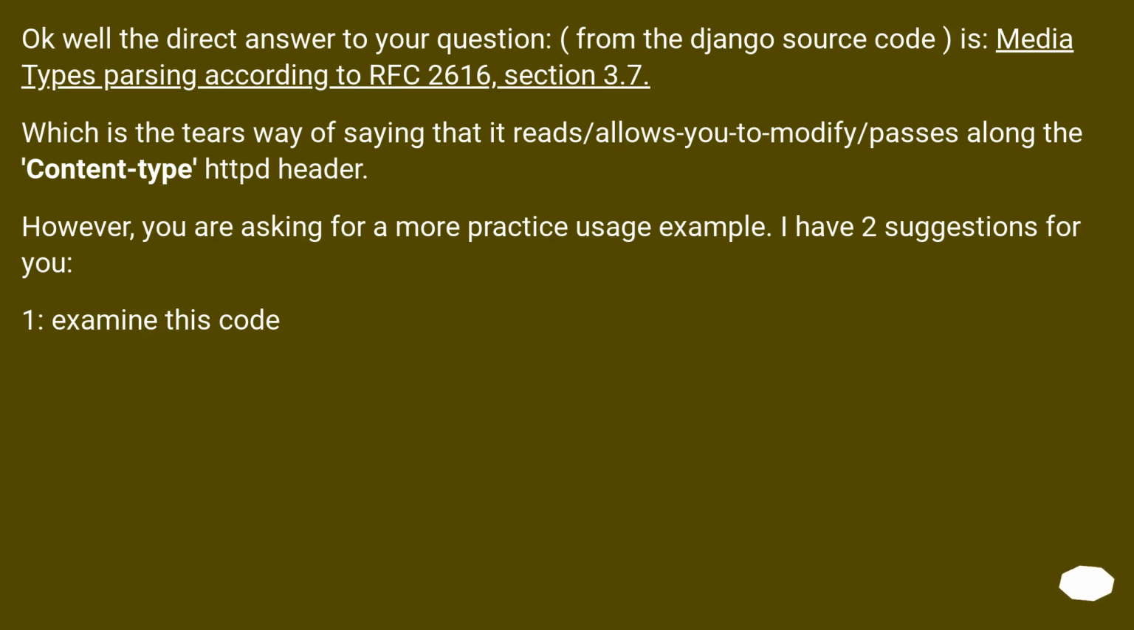Okay, well, the direct answer to your question, from the Django source code, is media types parsing according to RFC 2616, section 3.7. Which is the techie's way of saying that it reads, allows you to modify, and passes along the content type HTTP header. However, you are asking for a more practical usage example. I have 2 suggestions for you. 1. Examine this code.